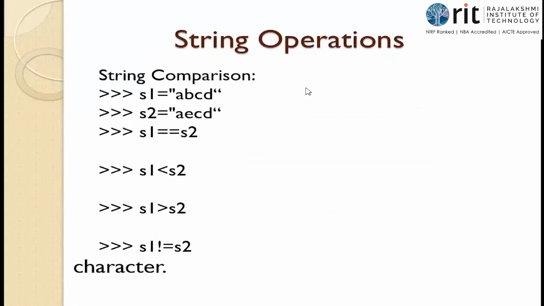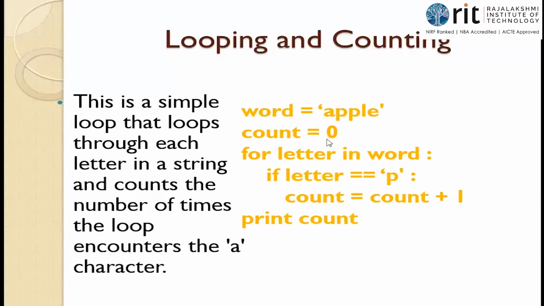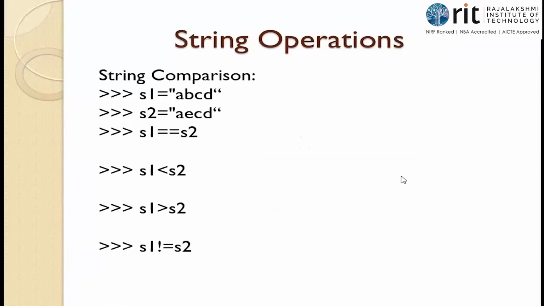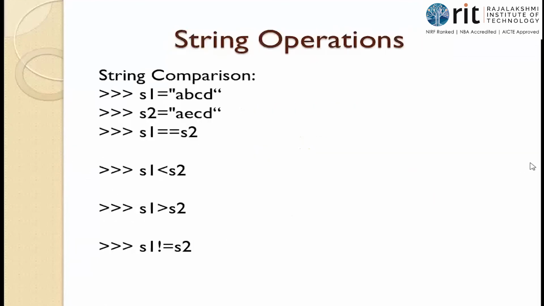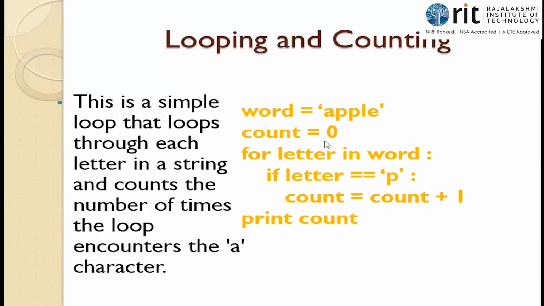And how do you use strings in looping and counting? Normal counting. See, in Apple, how many times P occurs? The number of occurrences of P is the problem given to me. So given a string, I should find the number of occurrences of a particular character given to me. So word is equal to Apple, count is 0. Initialize count is 0. As of now, I have not checked how many times P occurs.